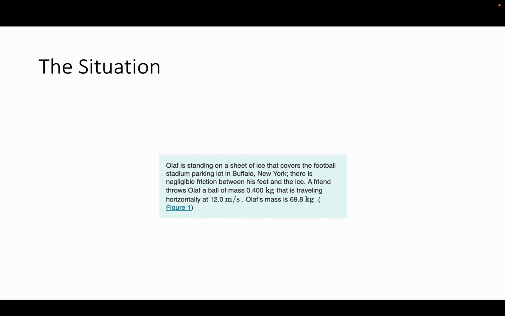His friend throws Olaf a ball of mass 0.4 kilograms that's traveling at 12 meters per second. And then we're given that Olaf's mass is 69.8 kilograms.